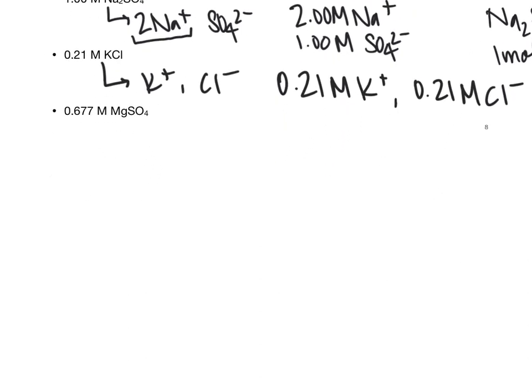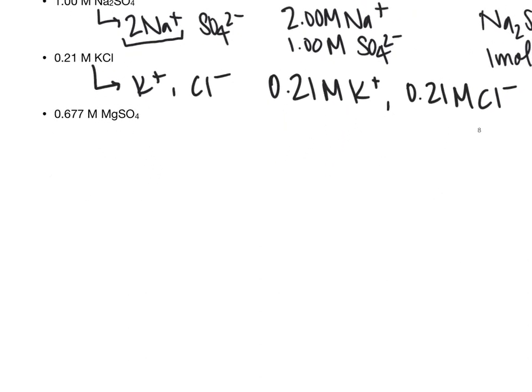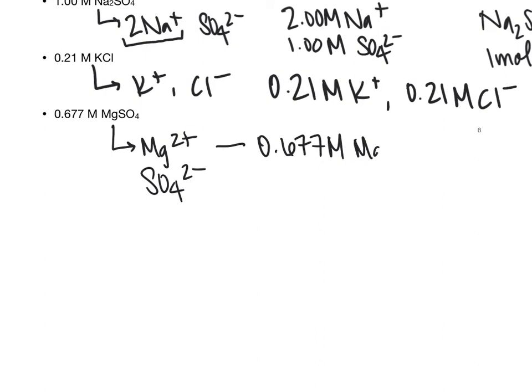So our last one down here is 0.677 molar magnesium sulfate. This is going to break down into magnesium 2+ and the sulfate ion. So the magnesium concentration will be 0.677 molar. And the sulfate ion will also be 0.677.